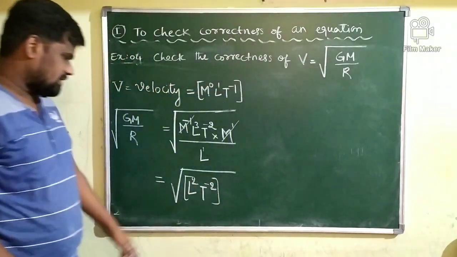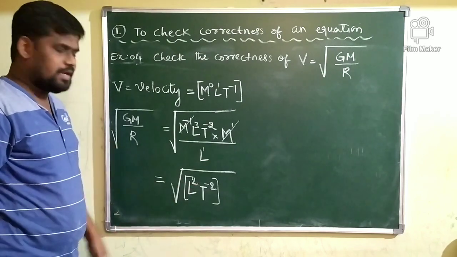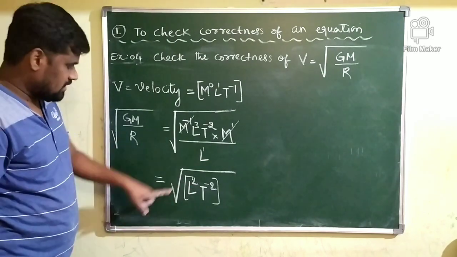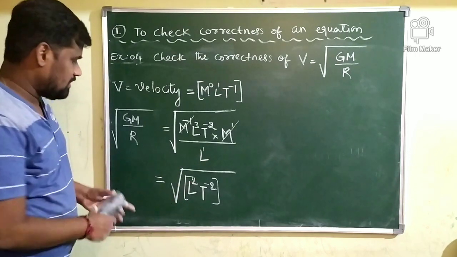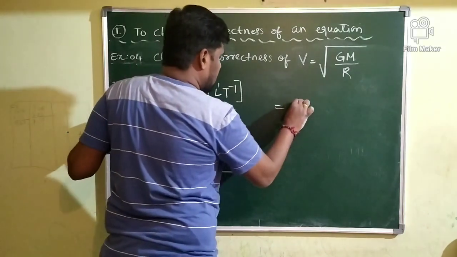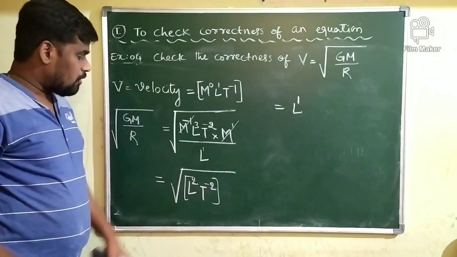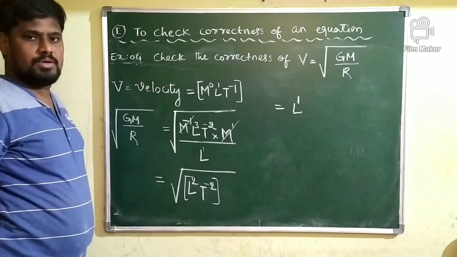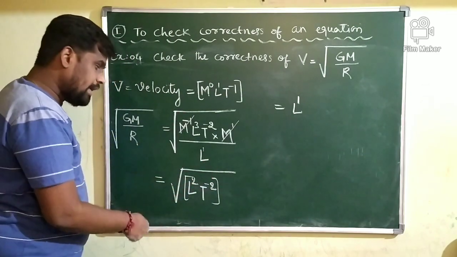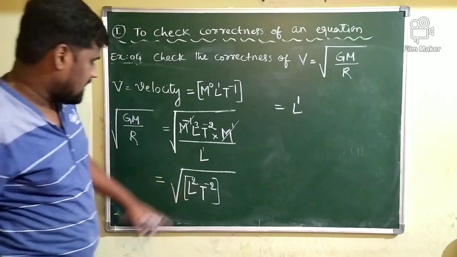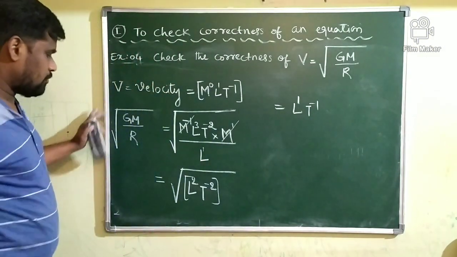So if you take the separate square root for L square as well as T to the power minus 2, what happens? L square square root: square and square root will get cancelled. Therefore I am left with L power 1. Correct? T to the power minus 2 square root: the 2 and square root will get cancelled. I am left with T to the power minus 1. Are you getting my point?